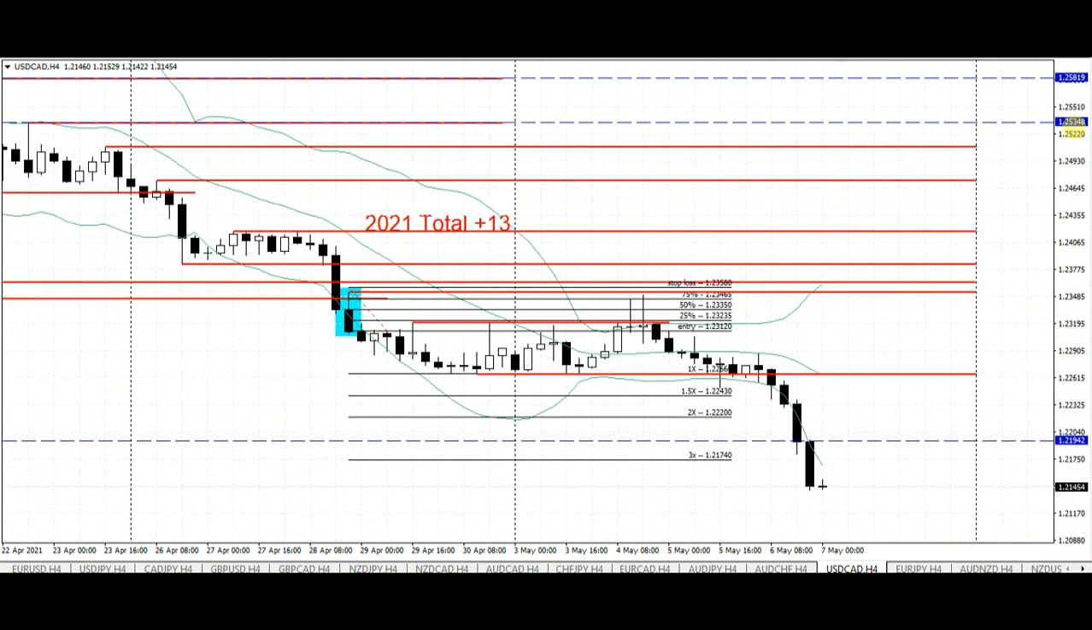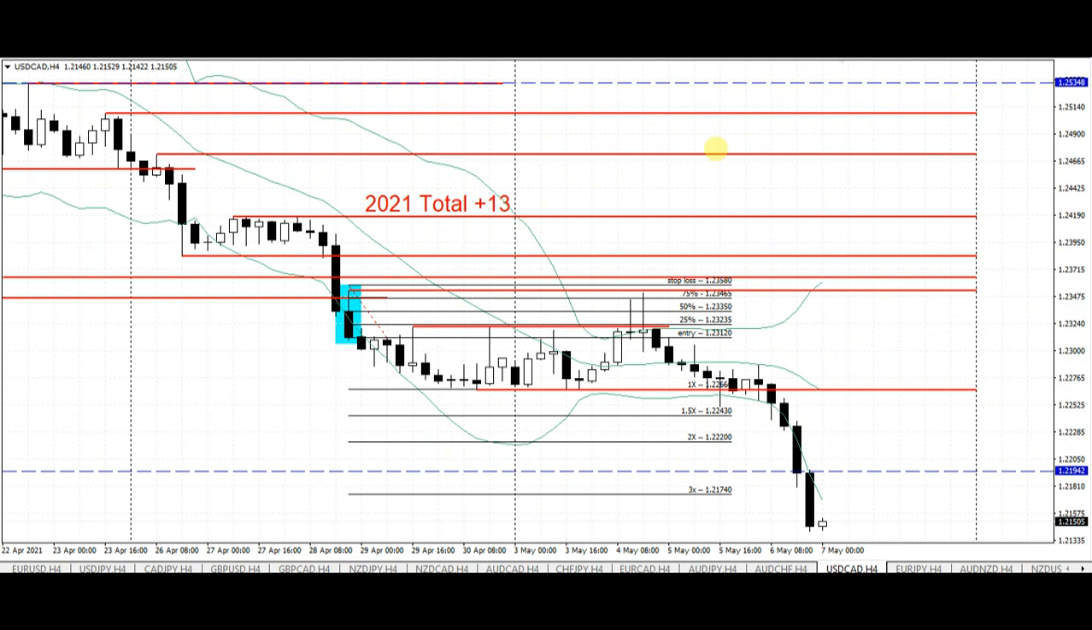Okay, so I have a couple of things to talk about real quick. I did say earlier that after this move to the upside, I expect to see the market get bullish. I meant to say bearish as it falls, and I said bullish.